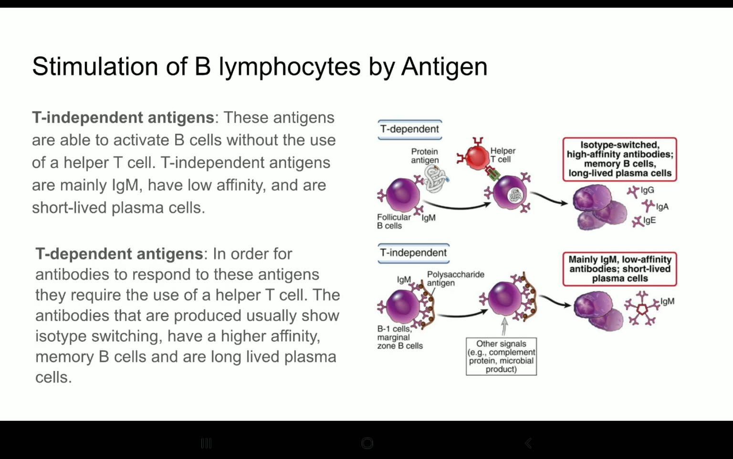Activated B cells that are T-dependent proliferate and differentiate into plasma cells that secrete antibodies. These antibodies are highly specific and they can undergo isotype switching and affinity maturation. Furthermore, these are plasma cells that live long and turn into memory B cells.